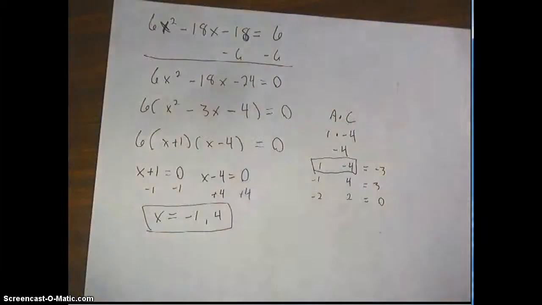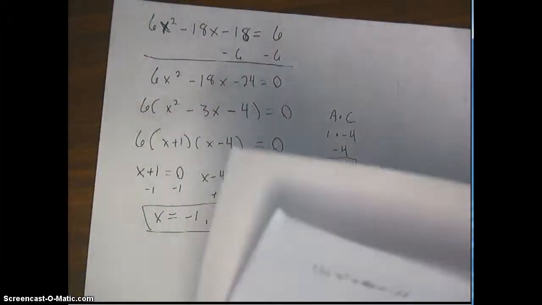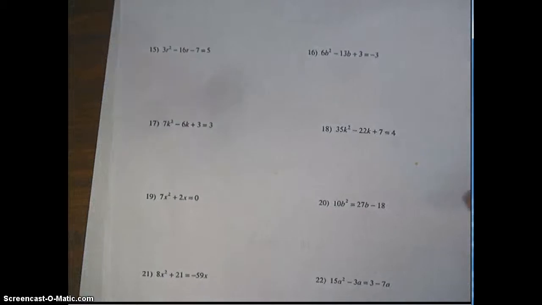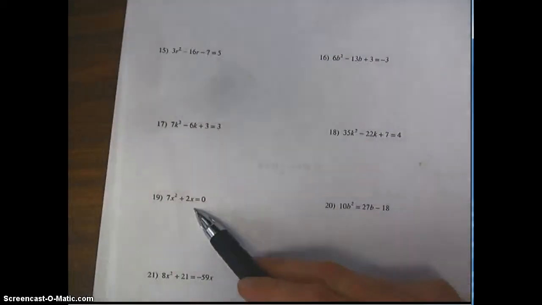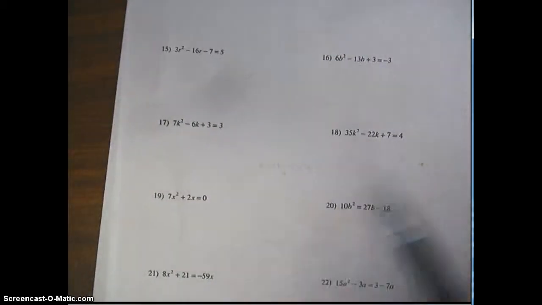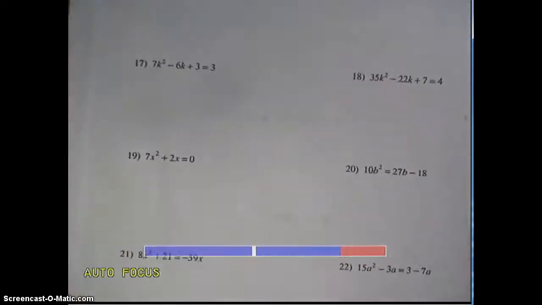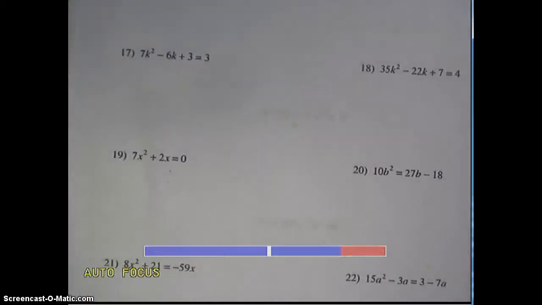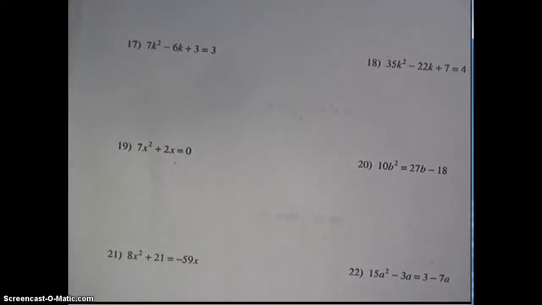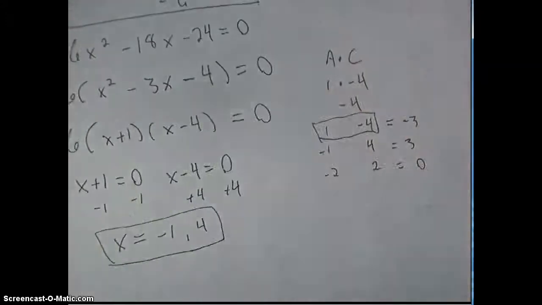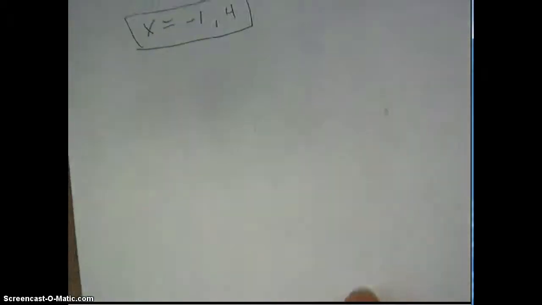We had 3 pages of homework here. That was some stuff on the first page. I've got some time. I think maybe I'll do a couple on the second page here. The first one catching my eye is number 19. That one looks interesting. That's a little bit different than the ones we've done so far. What's going on there with that number 19? 7x squared plus 2x equals 0. I want to do that one. So I'm just going to rewrite the problem.